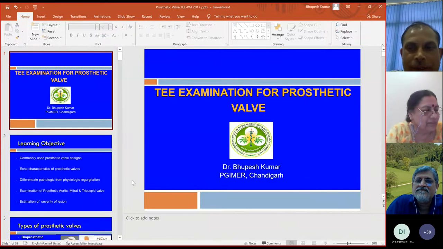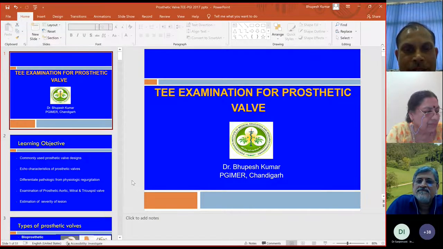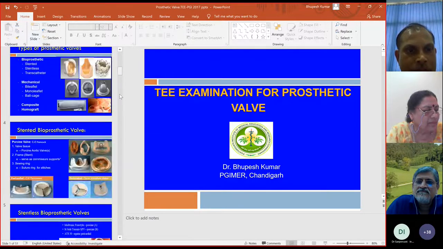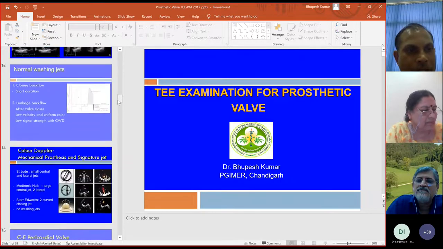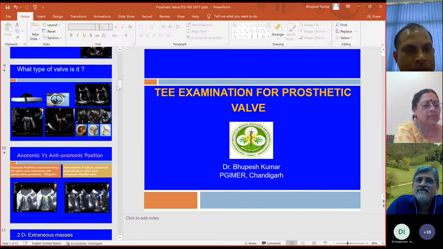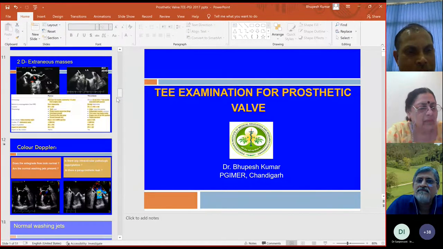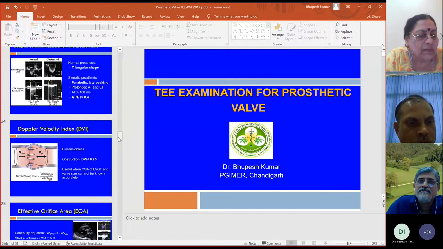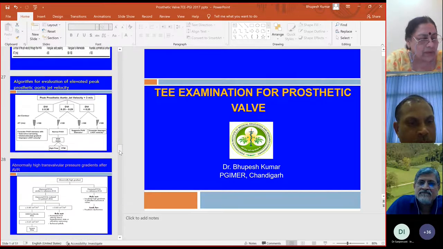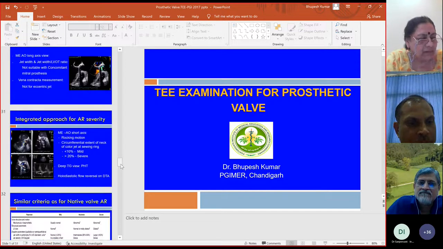DVI is the Doppler velocity index. It measures the velocity across the prosthesis. The importance is that it is not affected by flow-related parameters because it is dimensionless, so it has a little edge over other measurements of stenosis. As Dr. Bhupesh said, in the case of mitral valve, DVI is VTI of the prosthetic mitral valve divided by VTI of the LVOT. And in the case of aortic valve, it is the opposite. That should be remembered.